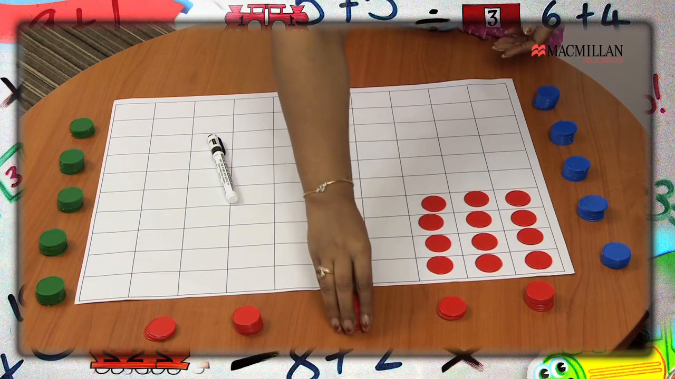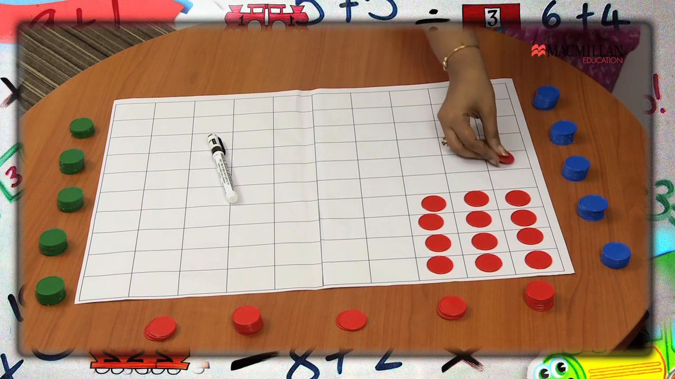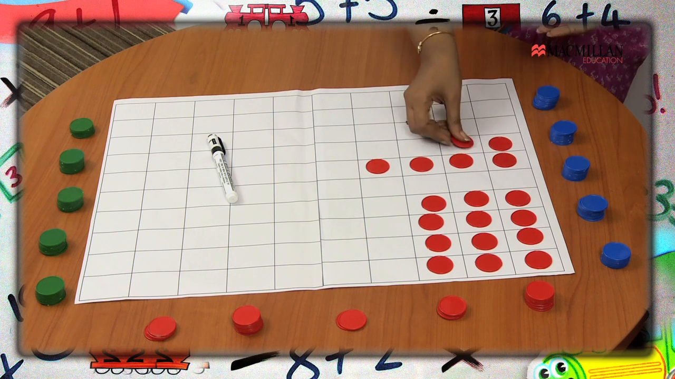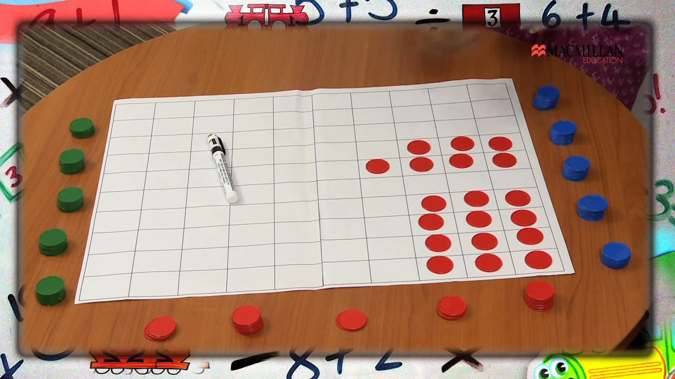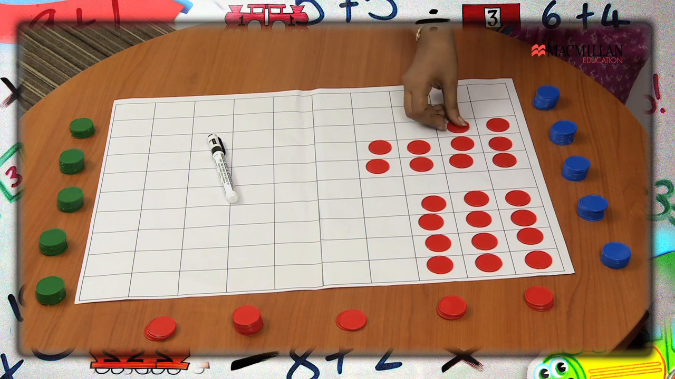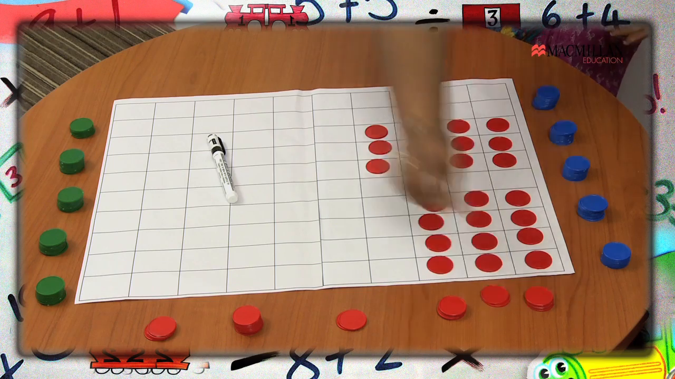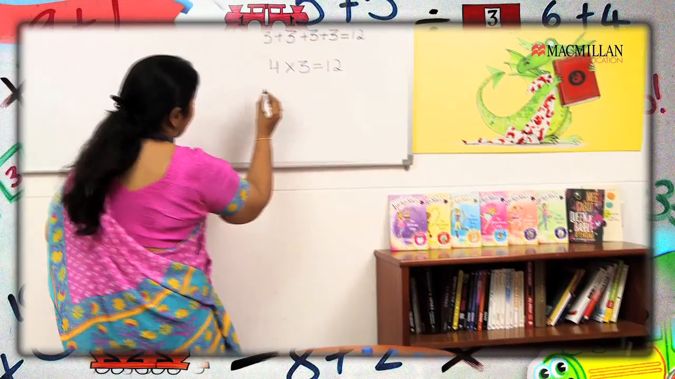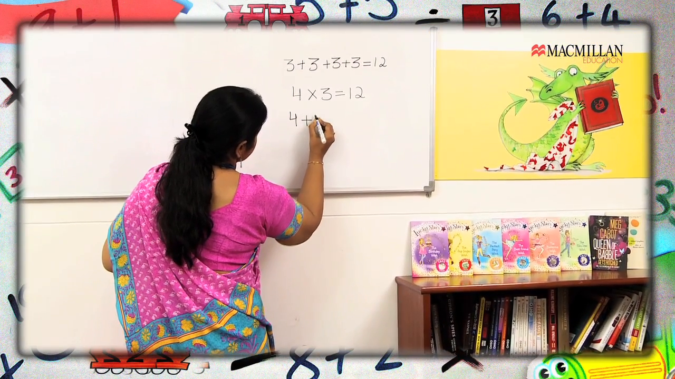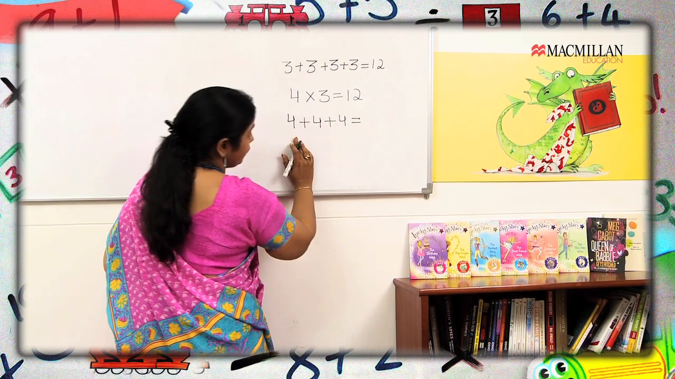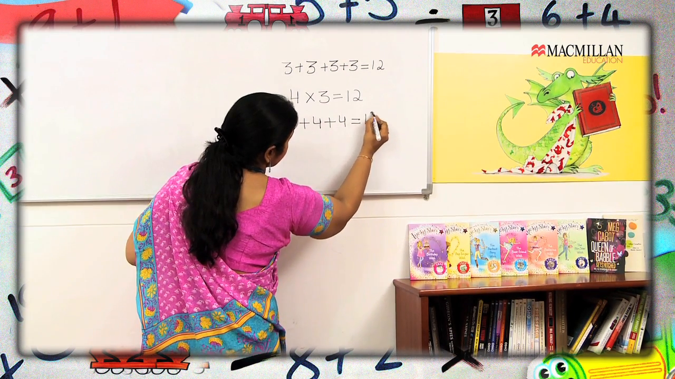Now supposing I arrange 4 counters in one row, 4 counters in second row, and again 4 counters in third row. So what do I have this time? I have 4 plus 4 plus 4. And can you add this for me? What do we get? We get 12.